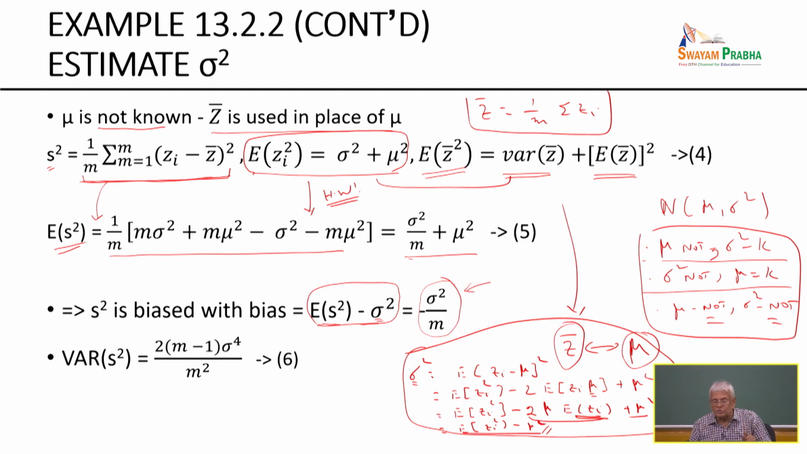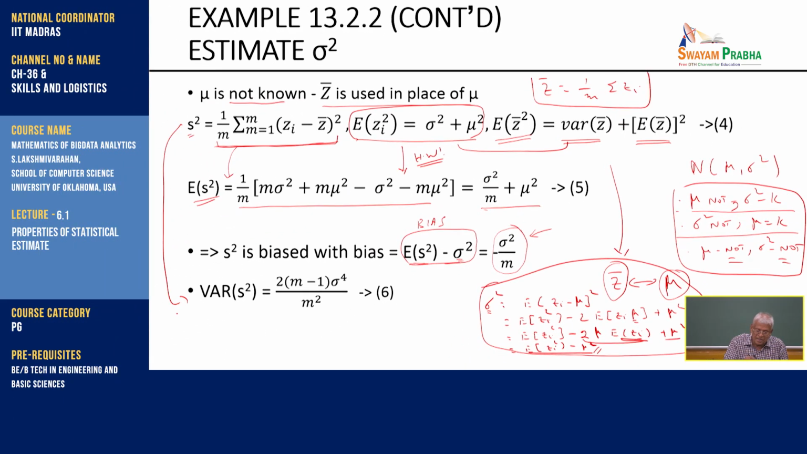This bias goes to 0 as m goes to infinity. So this is the definition of the bias. Please remember that. So I have the expected value of this, I am subtracting sigma square from that, so I am getting this information. This essentially tells you this estimate is a biased estimate, and I can also compute its variance.